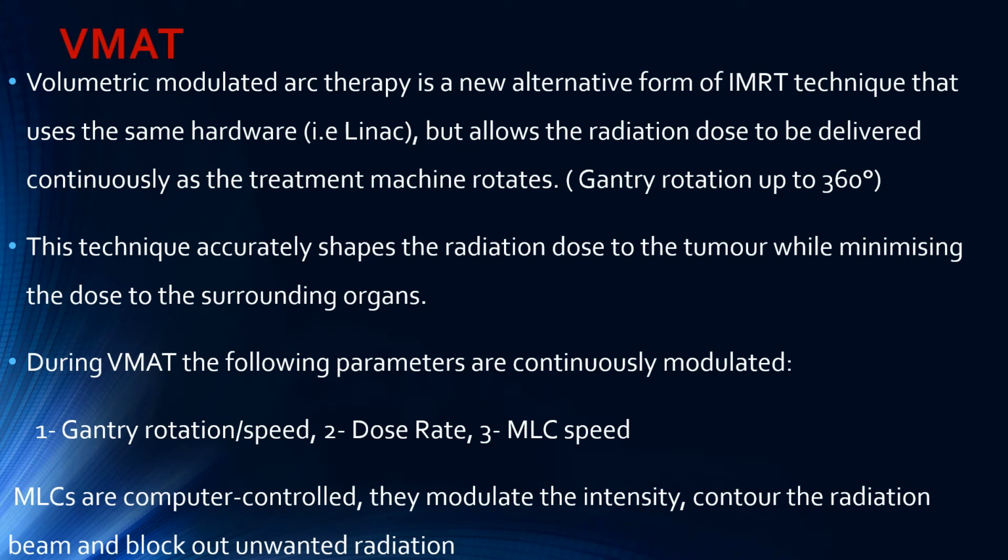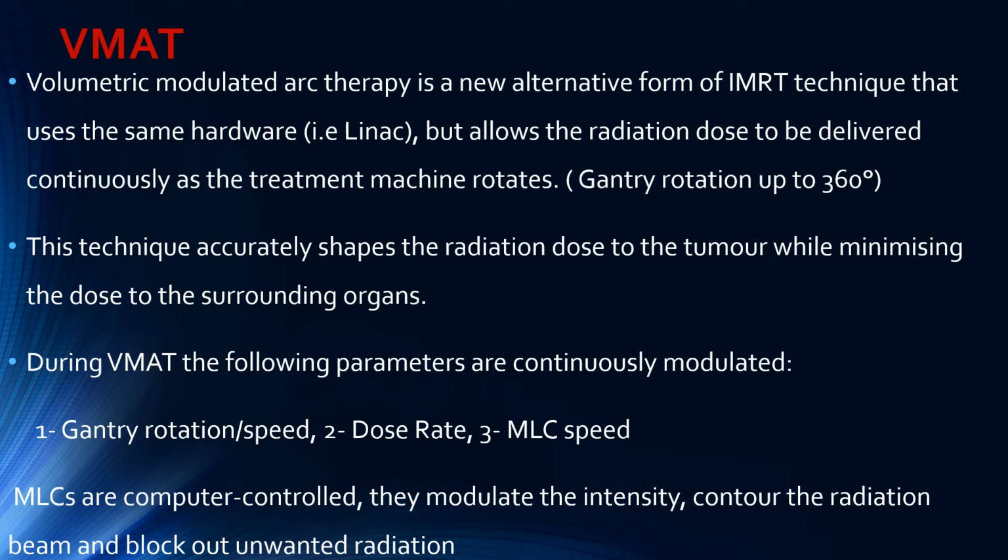So we can say that volumetric modulated arc therapy is an alternative form of IMRT technique that uses the same hardware, which is the LINAC machine, but allows the radiation dose to be delivered continuously in the form of an arc as the treatment machine rotates. Of course, the gantry rotation can be up to 360 degrees. This technique accurately shapes the radiation dose to the tumor, minimizing the dose to the surrounding organs and organs at risk.